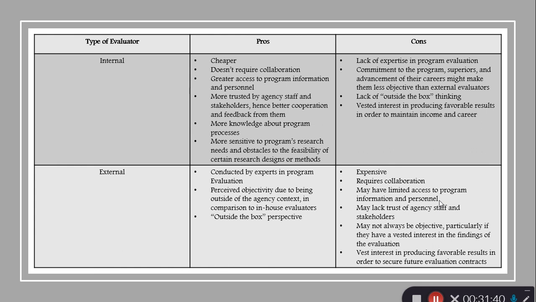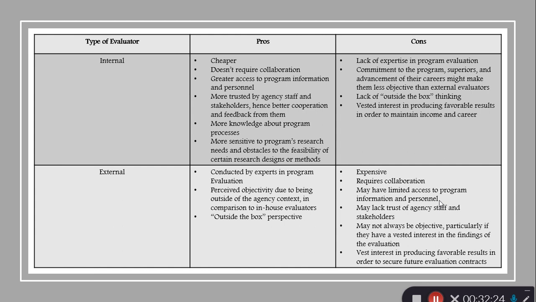On the other hand, external evaluators are considered to be experts in the field of program evaluation, which is definitely a plus. They're also perceived to be more objective due to being outside of the agency, but your text also talks about how we have to be careful to not assume that external evaluators will be more objective than internal evaluators, because they also have their own biases. External evaluators are thought of as having more of an out-of-the-box perspective, simply because they're on the outside of the agency.